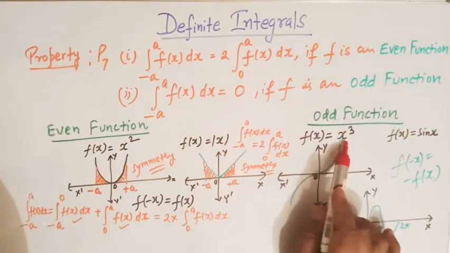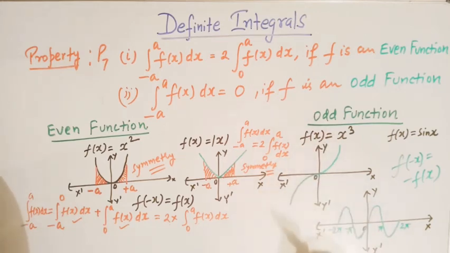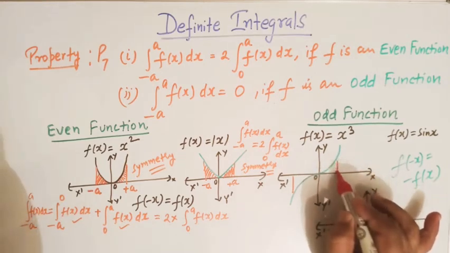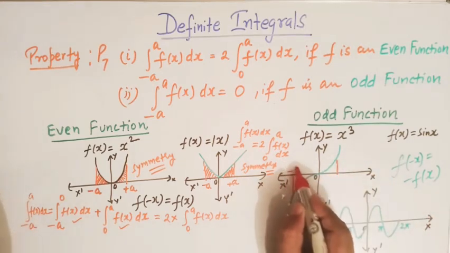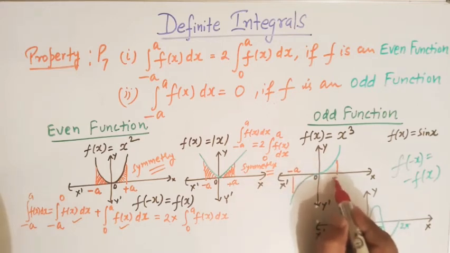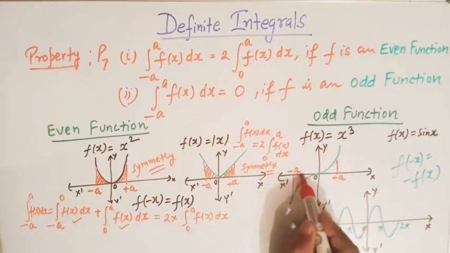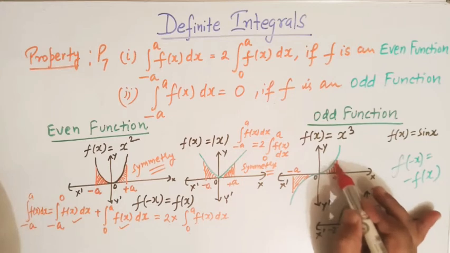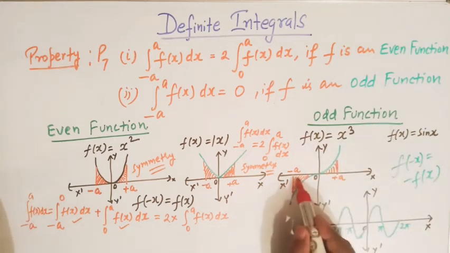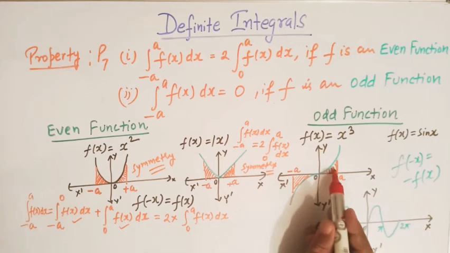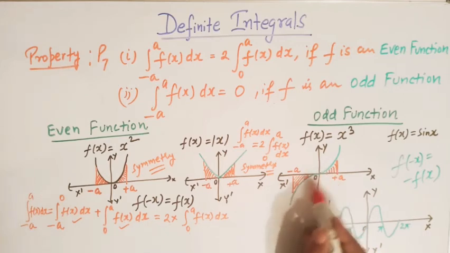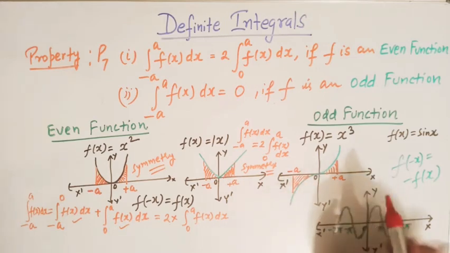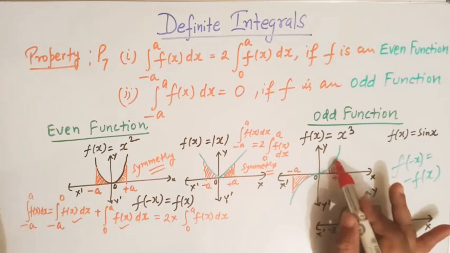So let us take this function. Now this is obviously odd. Now let us take this point and let us take this point. Now this is minus a, this is 0, and here we have plus a. Now see, this area lies below x-axis and this area lies above x-axis, and these two areas are equal but opposite in sign, because this area lies below x-axis and this area lies above x-axis.